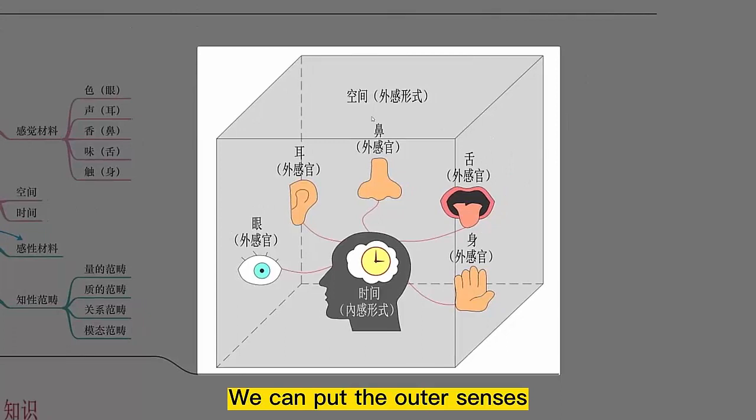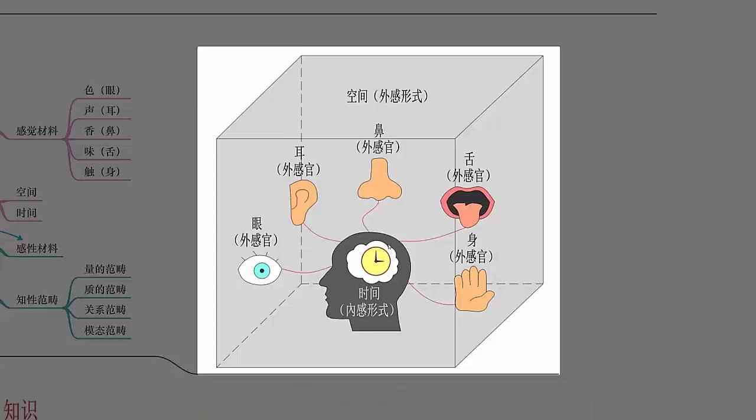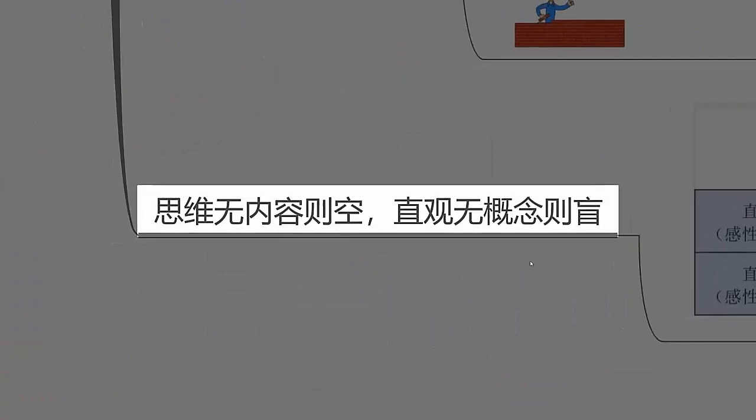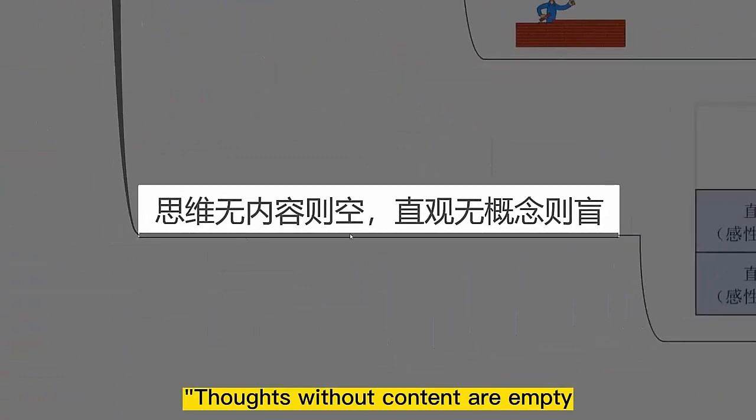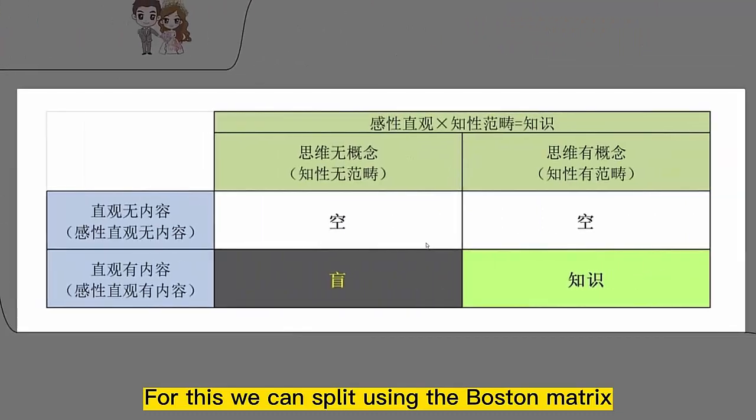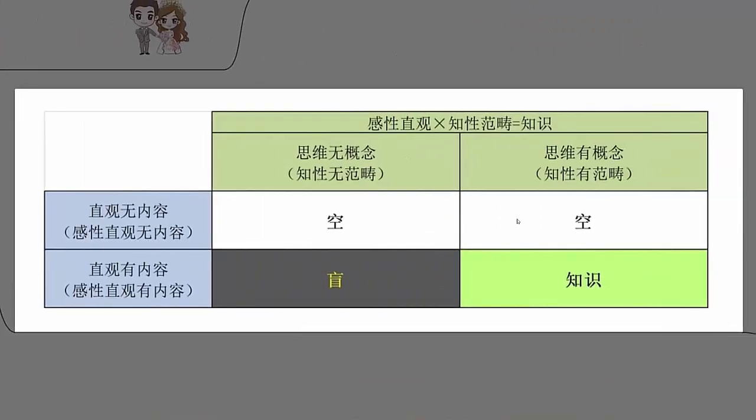We can put the outer sense form, space, and the inner sense form, time, into a diagram: space represented by a cube, time represented by a clock. Thoughts without content are empty, intuitions without concepts are blind. For this we can split using the Boston matrix.